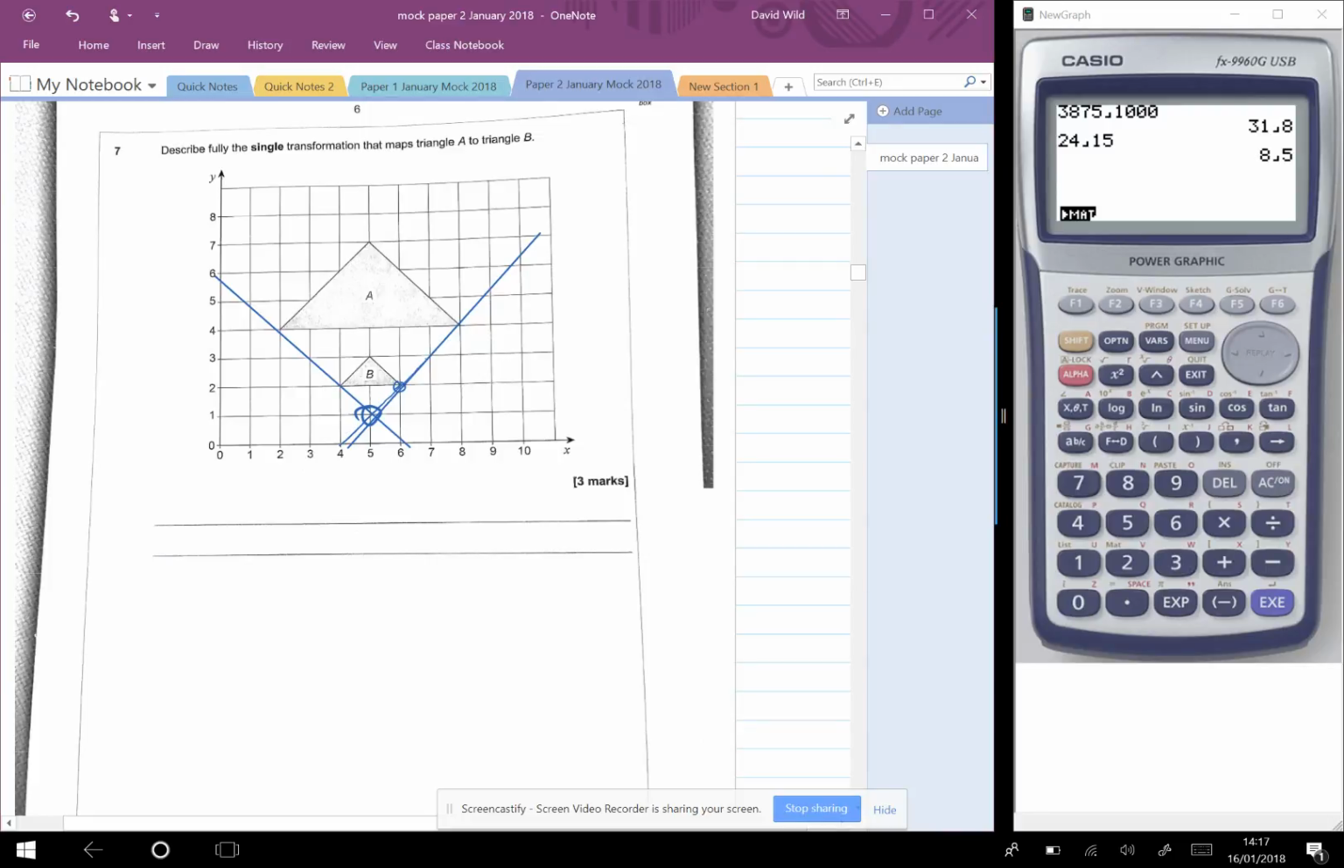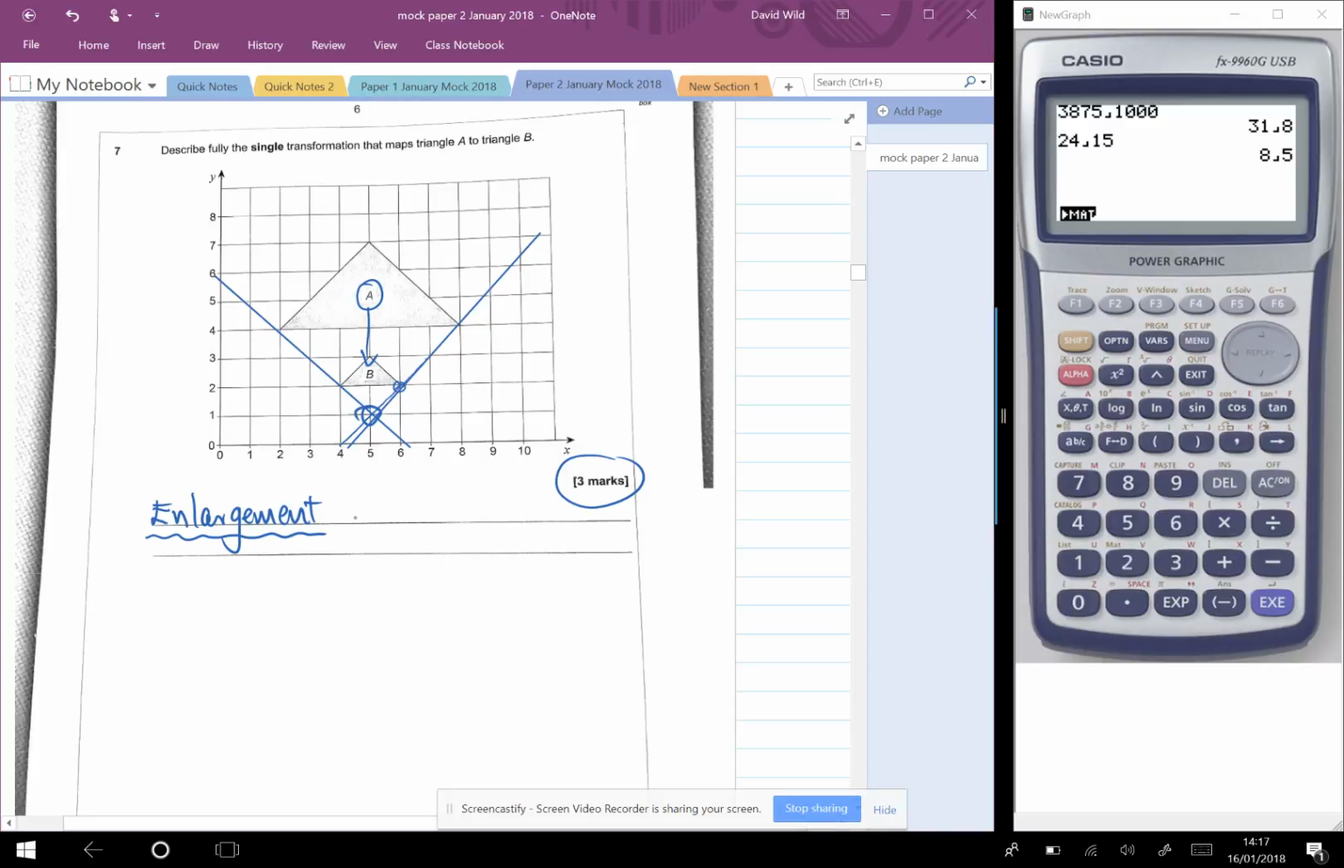So this is an enlargement. By the way, notice that there's 3 marks here, so they're looking for the word enlargement. They're looking for by how much are we enlarging. So we're going from triangle A, which is bigger, to a smaller triangle. So that means that the scale of enlargement is less than 1. So if we look at the length of this line, for example, this is of length 2 from 4 to 6, and this is of length 2, 4, 6. It is a third as big.